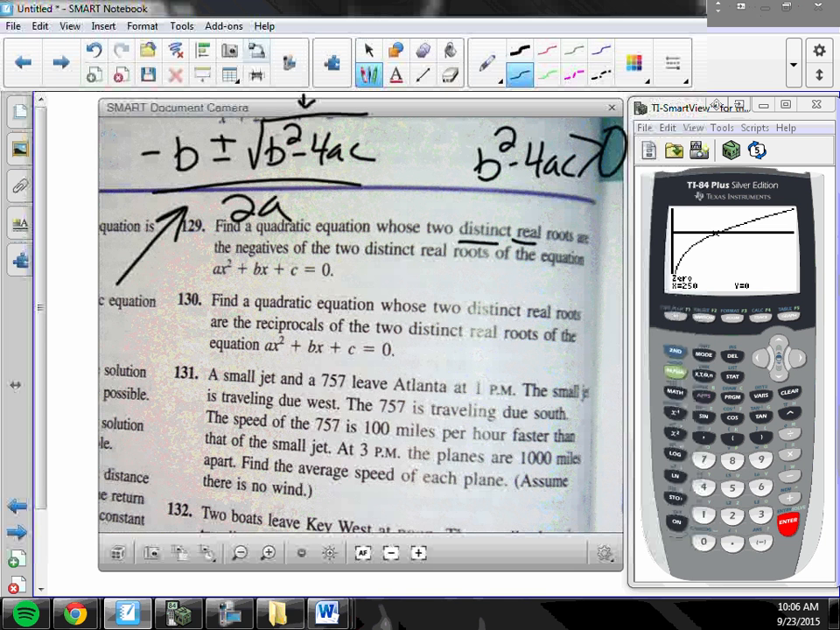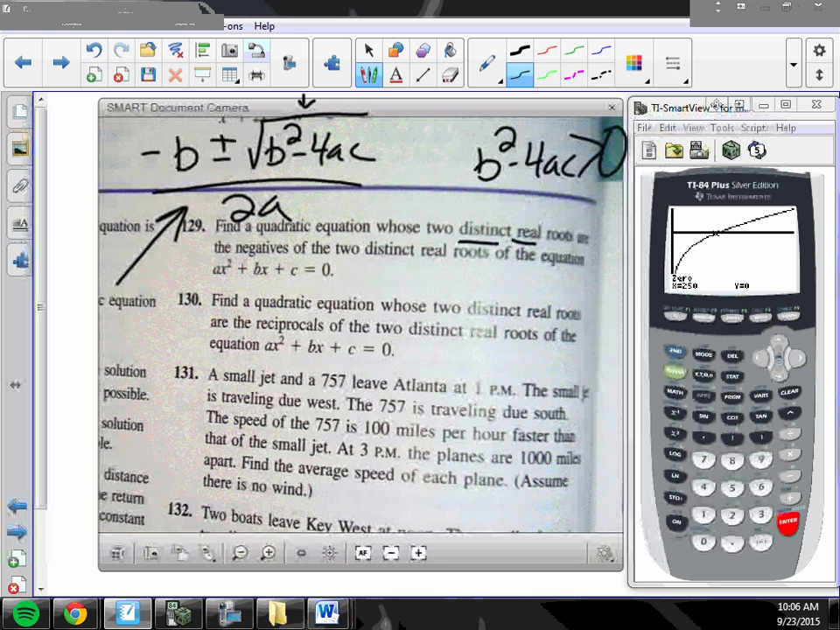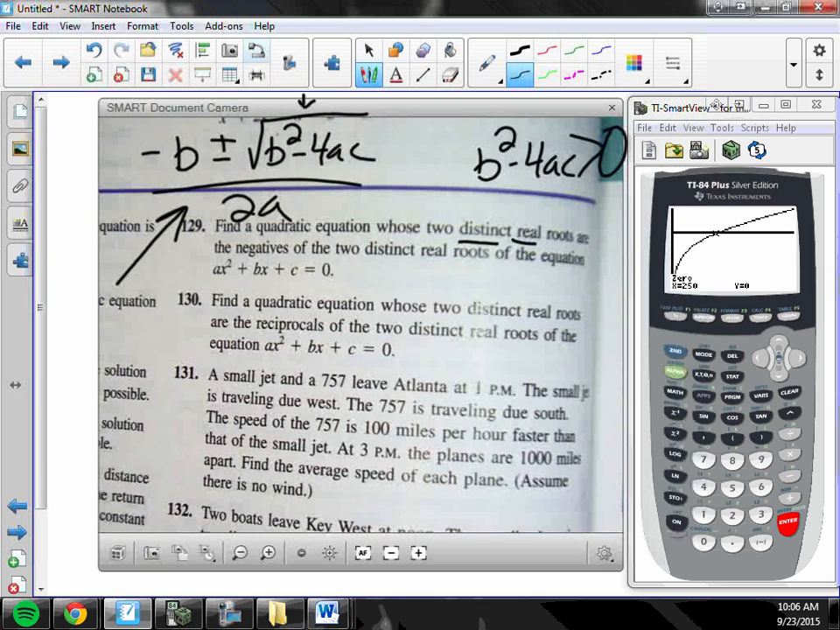And we want the answer to be the negatives of the two distinct real roots of the equation ax squared plus bx plus c. So we're looking for an equation whose real roots are not the same, and they're the opposites of what we get in this equation. So how do we make them opposites from each other? What would the opposite roots of this be? So if these are the answers to this, how do I make these opposite from what they are?